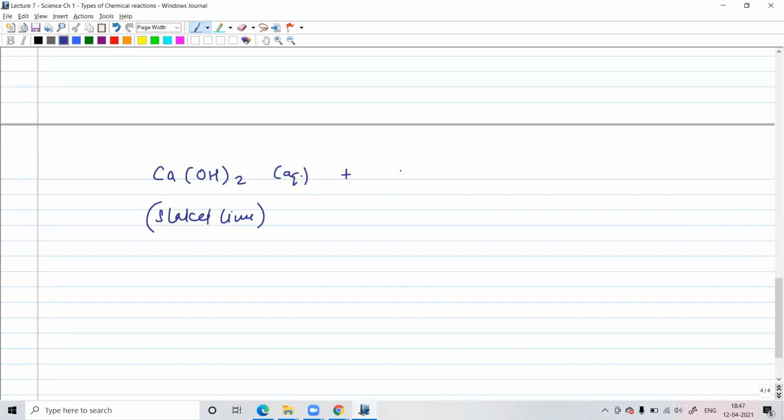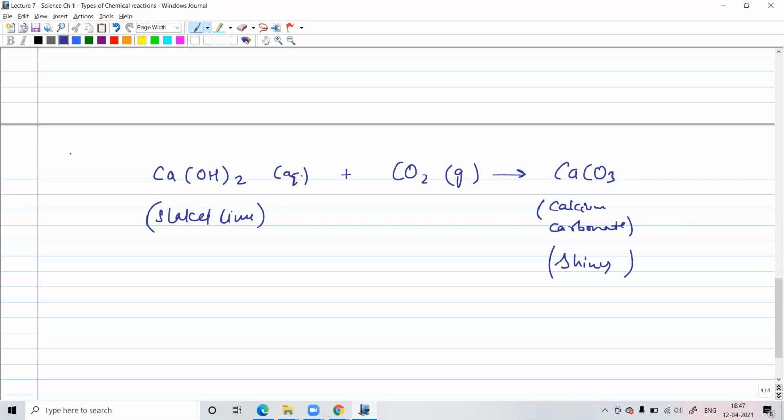And this reacted with the carbon dioxide in the air to form what compound? What was the formula for the marble, which I said? CaCO3. This is nothing but calcium carbonate. Okay. And this is shiny. That is why it is used for whitewashing.